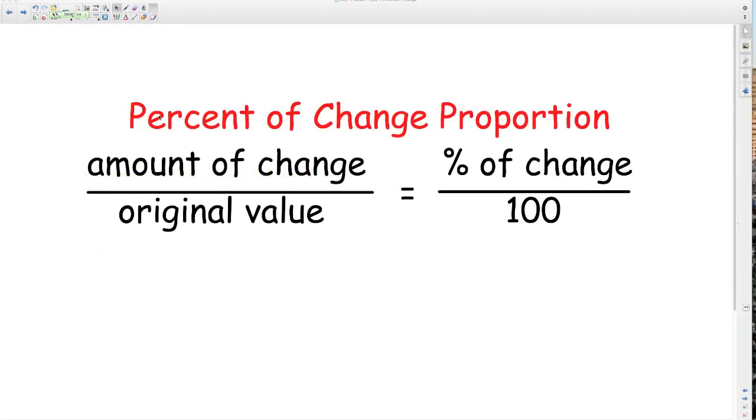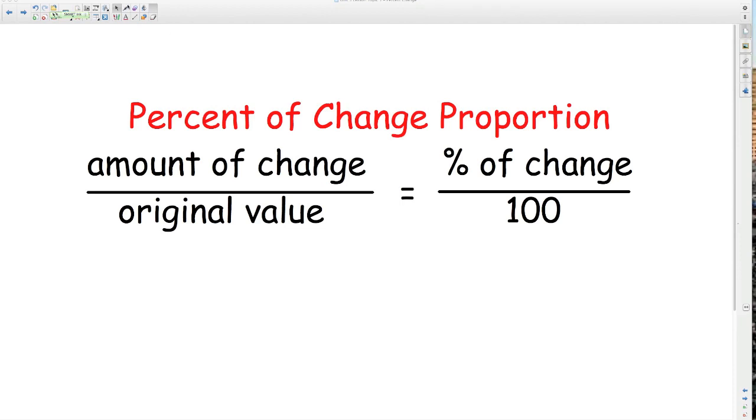Here we're given the percent of change proportion. That proportion is the amount of change over the original value is equal to the percent of change over 100. Similar to the percent proportion we worked with earlier, part over the whole is equal to the percent over 100. Here we're talking about a percent of change, when things increase or when things decrease.